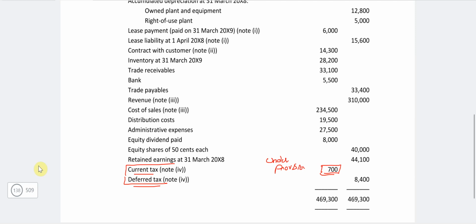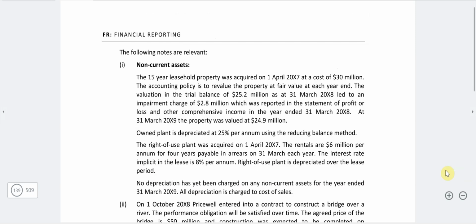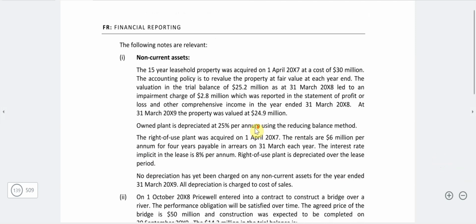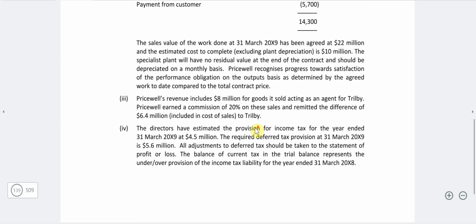And then the deferred tax. It is not written whether it is a deferred tax asset or a deferred tax liability, so it is quite a given that because it's on the credit side of the trial balance, this is the deferred tax liability. Okay, so now let's go to the information in note number 4, and let's see what the examiner has to say regarding this.